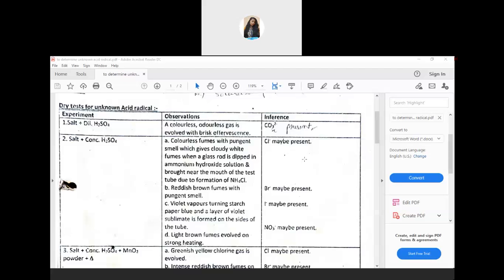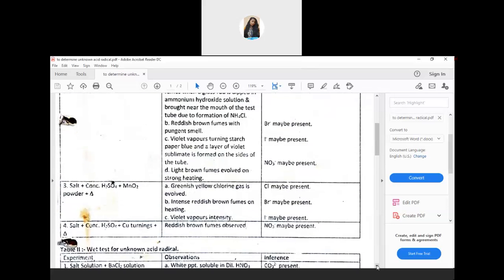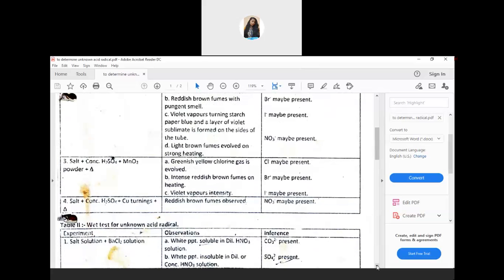So leave this. I will explain later how to write it down in the practical copy. For now, I am going to discuss what this is. Okay. How to write the practical I will discuss later. So after the second test, you have to do the third test. So you can see test number 3 here.